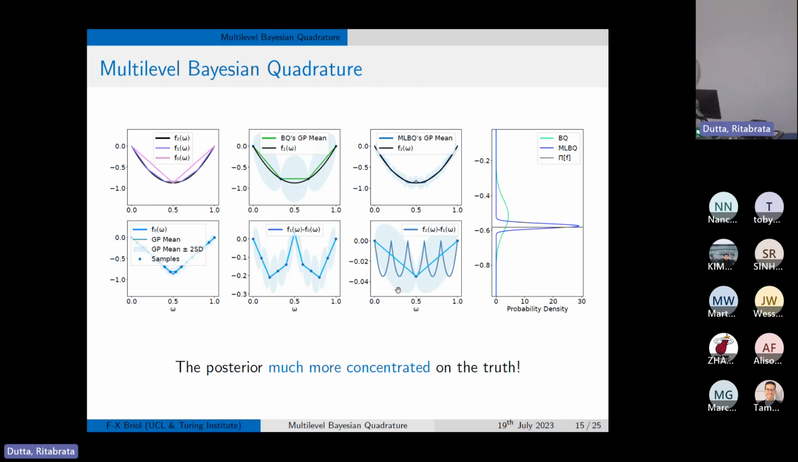But when I put all of these together, so if I sum a bunch of univariate Gaussians, I'll just get another univariate Gaussian. So once again, I get a posterior on the value of the integral, which this time is much more concentrated. And you can see this already in the approximation of f2. So if I just sum all of my GP approximations of these differences, I get something which is much more concentrated on the truth. And this is potentially for the same computational budget.